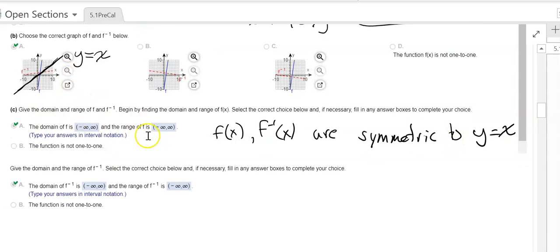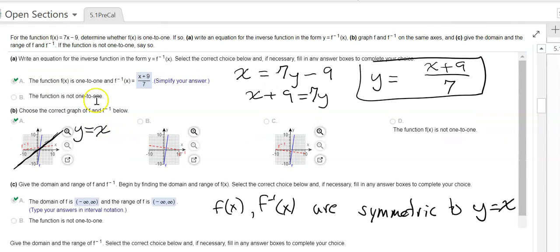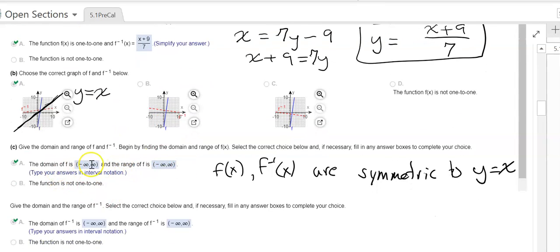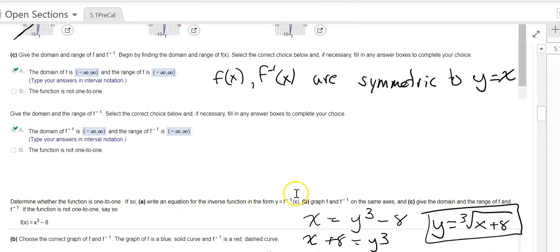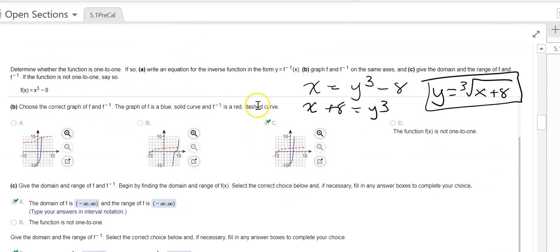Once again, we're just doing the domain and range of each of these functions. We have a linear function here, so obviously the domain and range is negative infinity to infinity. Once we've done that, I just switch the answers. My range becomes the domain of the inverse and vice versa. And we repeat that for the next one.